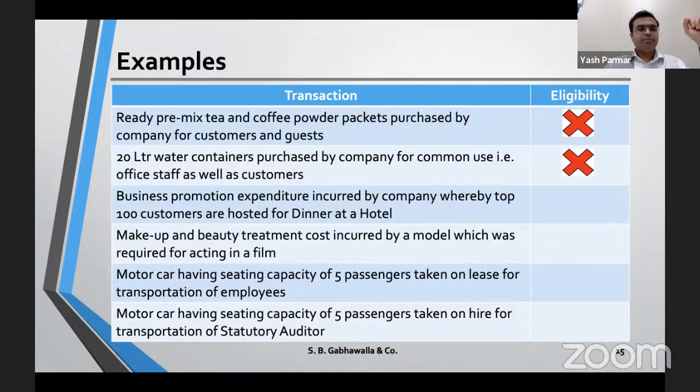Third example, business promotion expenditure incurred by a company whereby top 100 customers are hosted for dinner at a hotel. Again, food and beverages is a block credit. Even though this dinner is for the customers, and it is for a business promotion activity, food and beverages being a block credit, ITC cannot be claimed.